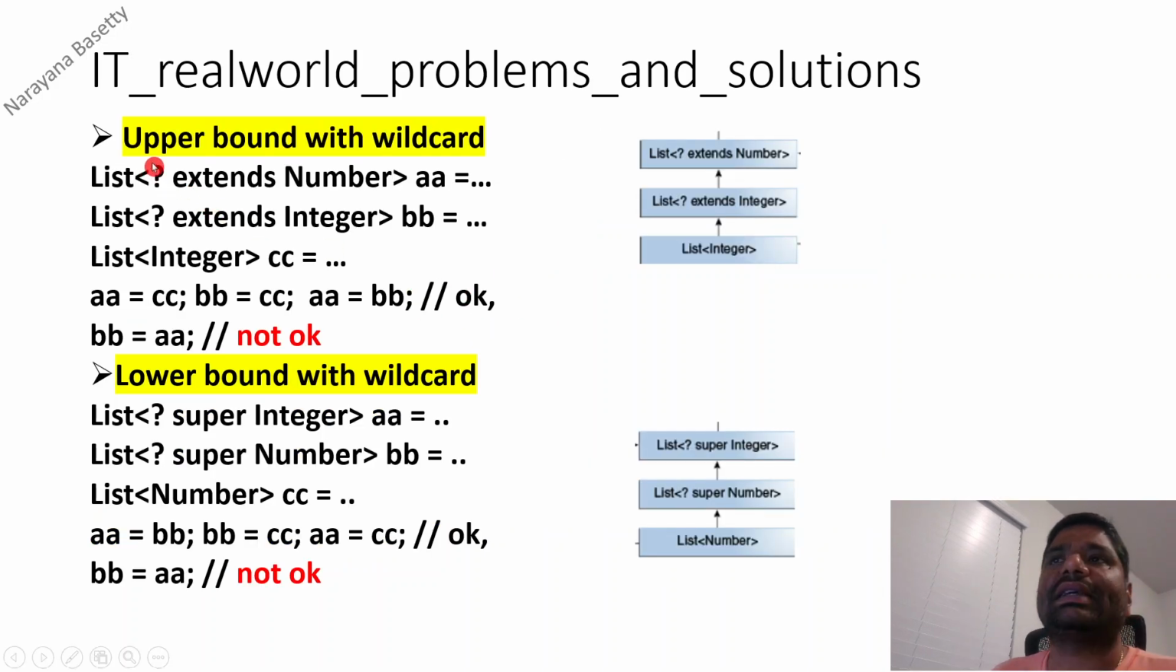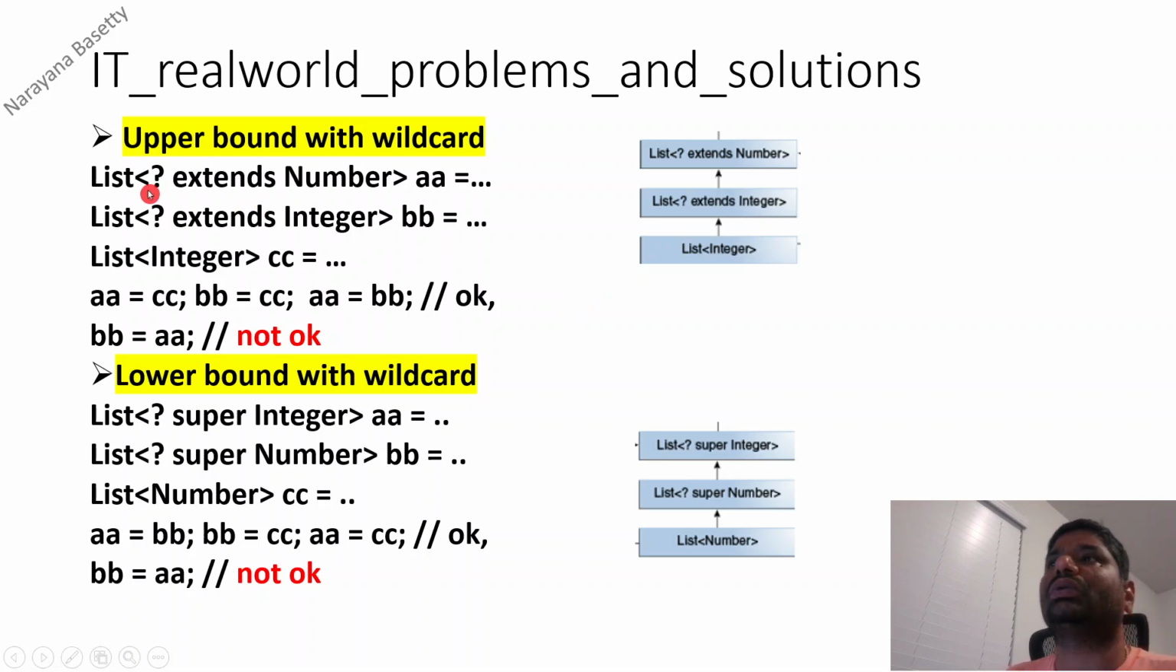As I said, upper bound. Say I wanted to store a list of floating point numbers, a list of integer numbers to a generic type, definitely it is possible. How do you handle these things? We use two types of keywords. One is the extends keyword to define an upper bound. The super keyword is used to define a lower bound.